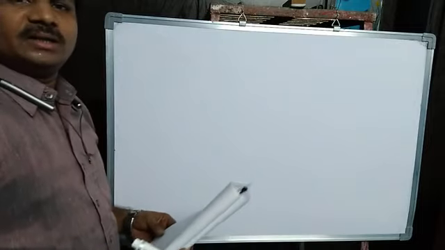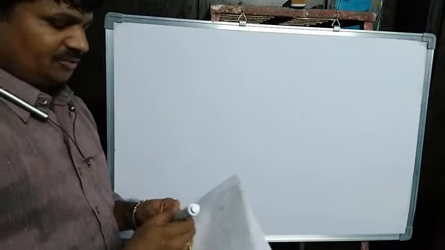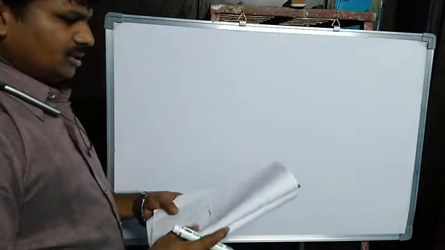In the last class, we solved up to question number 4. I explained exercise 4.2 up to 4 questions by using properties of determinants. Now I am continuing the class. That means the next question I am going to solve now.